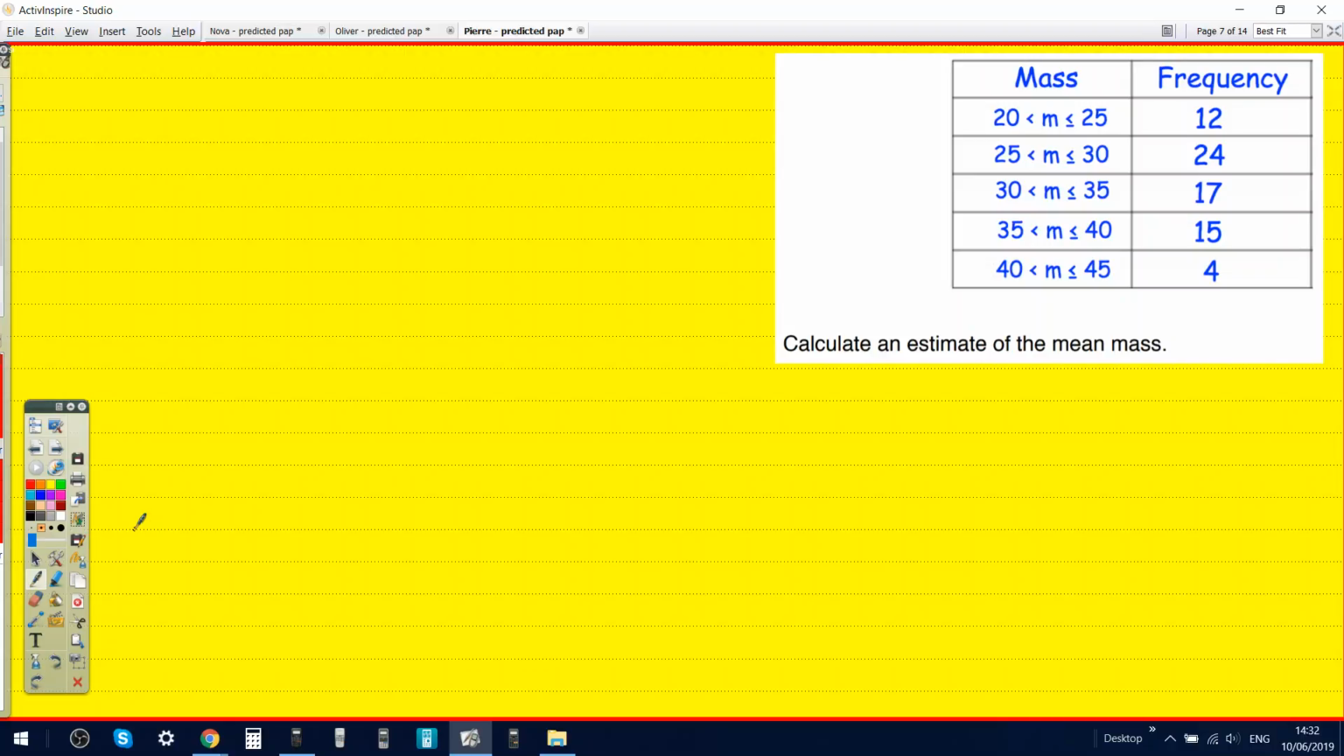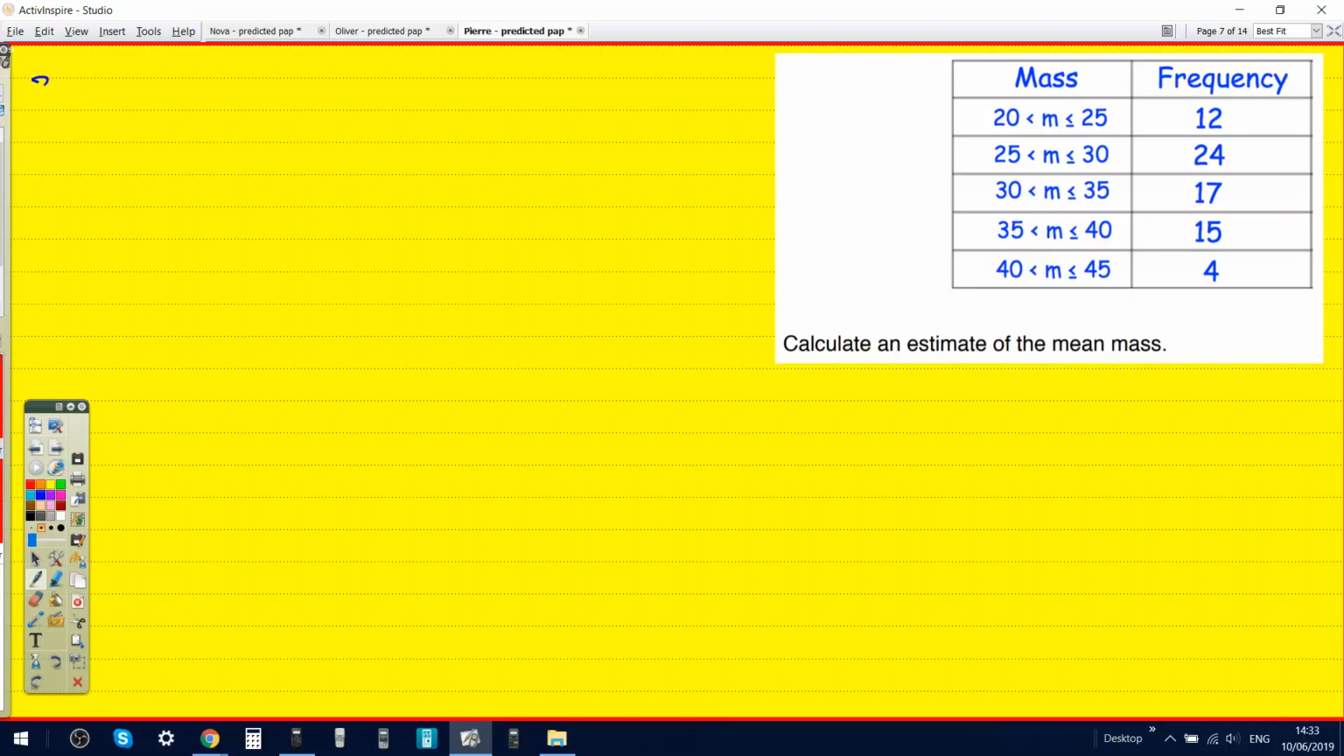Calculate the mean. So it's going to be the midpoint, so between 20 and 25. So 20 plus 25 divided by 2. Would it be 32.5 times 12? No, that's not right. What am I doing? I'm going back to reading.